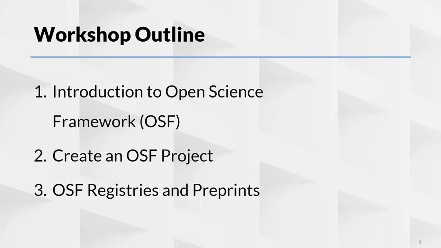So the workshop outline is pretty simple here. It's broken up into 3 parts. So first we'll do an intro to the OSF, or Open Science Framework. Then we're going to figure out how to create an OSF project, or why you would want to do that. And then finally, I'm just going to cover 2 platforms or 2 features of the OSF, Registries and OSF Preprints, and what you would do in each of these systems and how it's helpful for you.